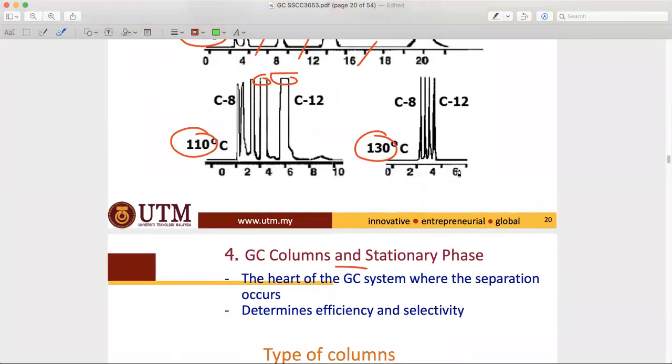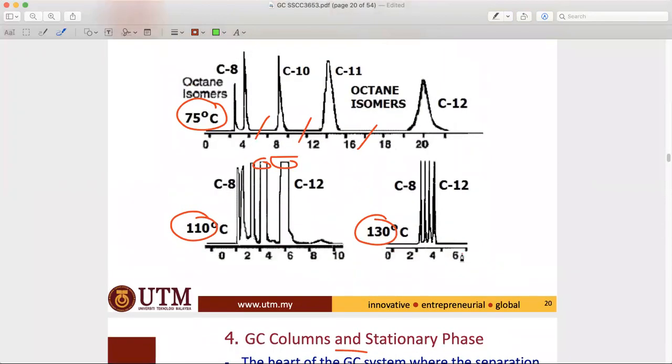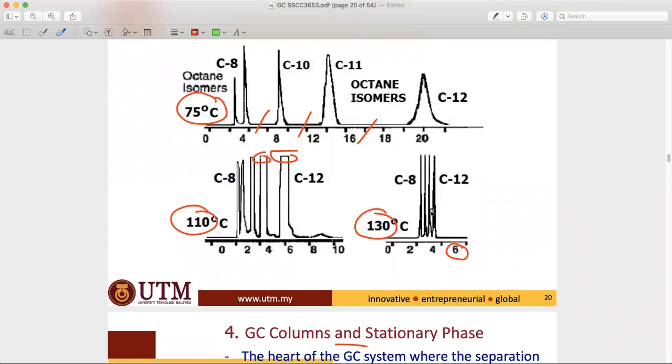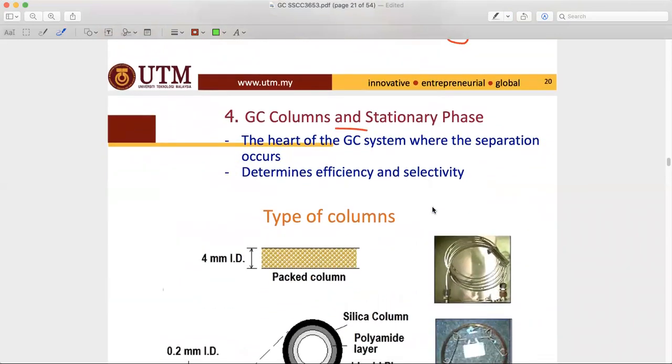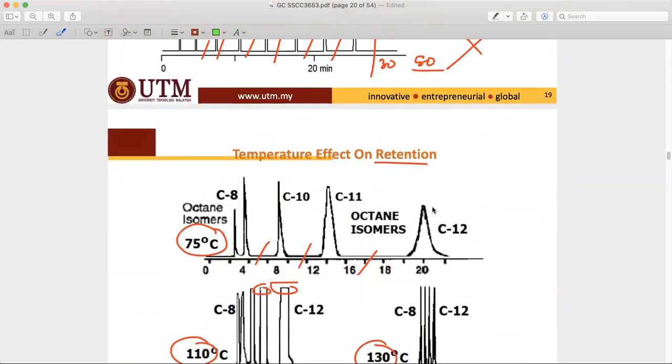Even though the time taken using higher temperature is much lower, we would say it is not a good separation. This is a good separation, but it's quite long. So we also want to save time as well as have a good separation. Maybe something in the middle. All right.